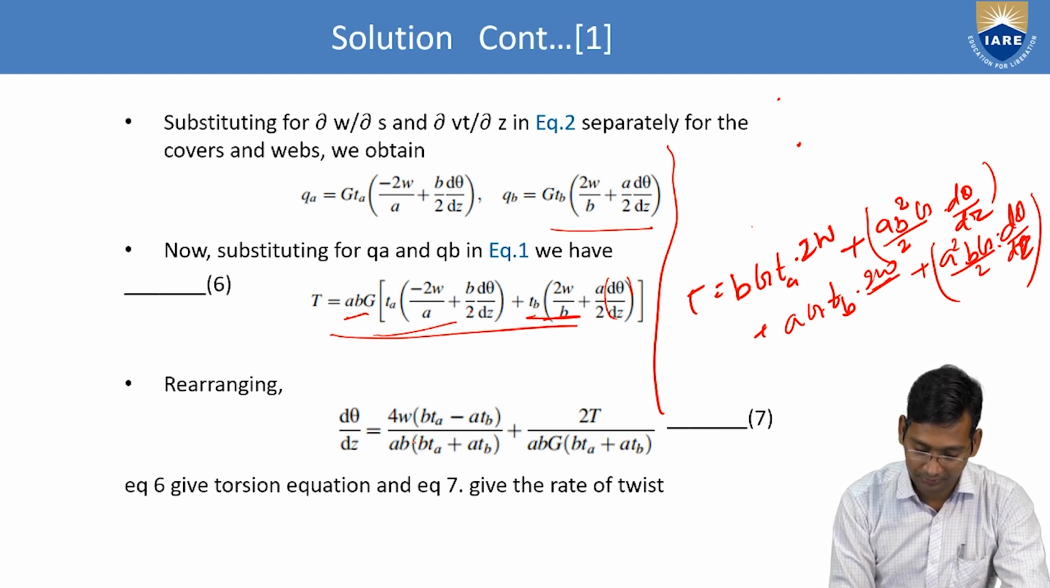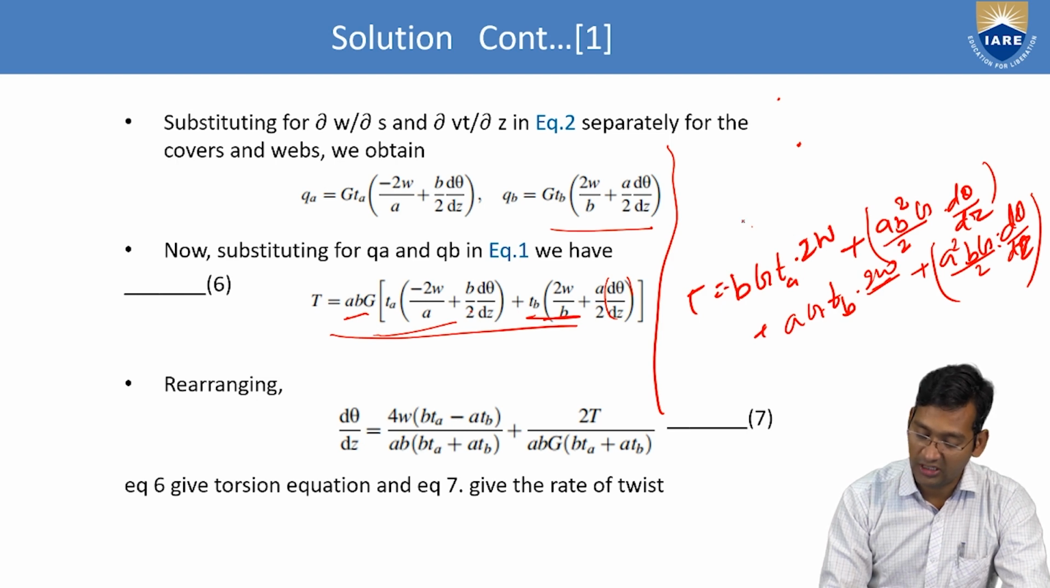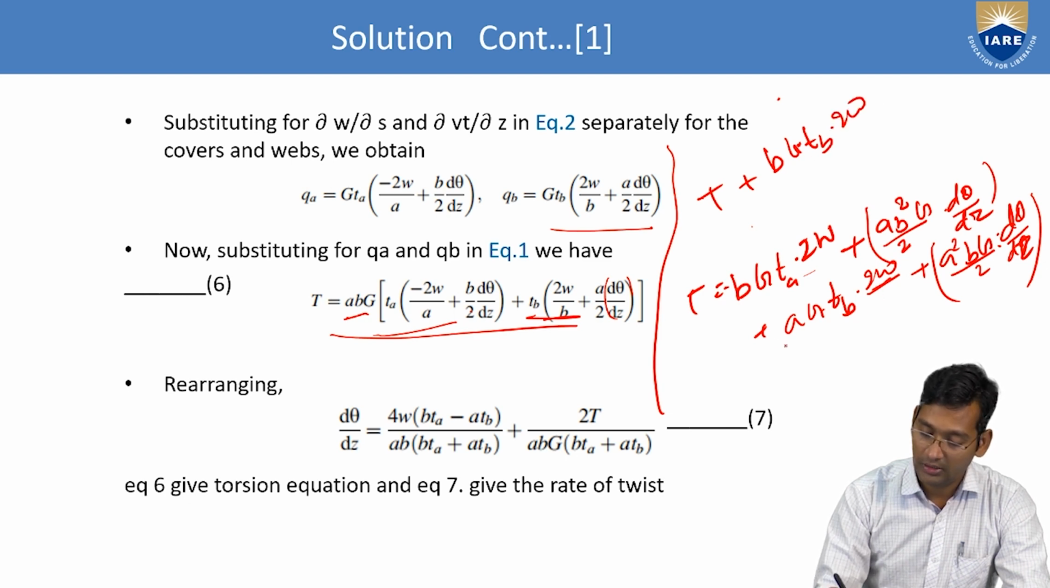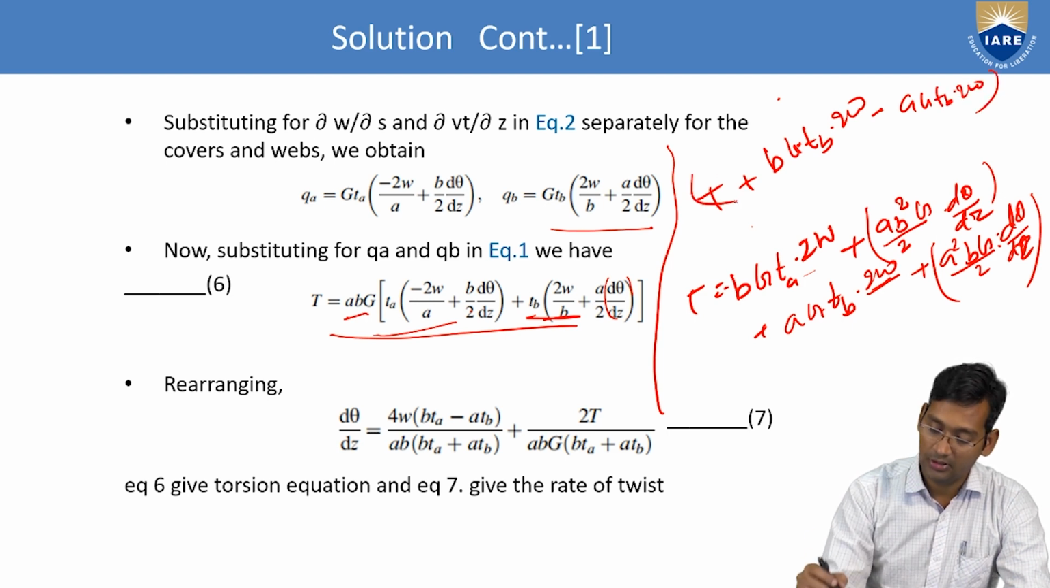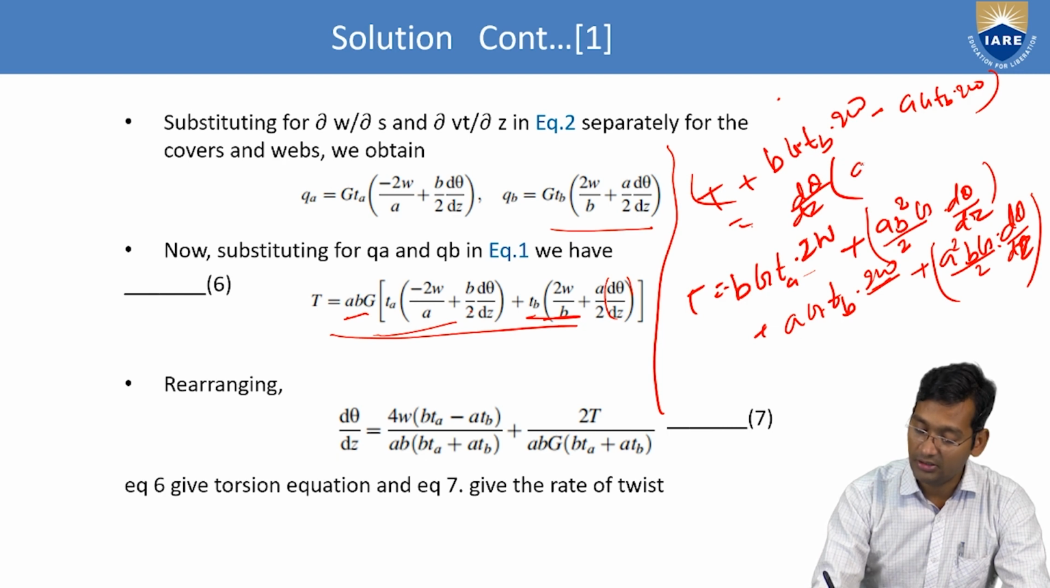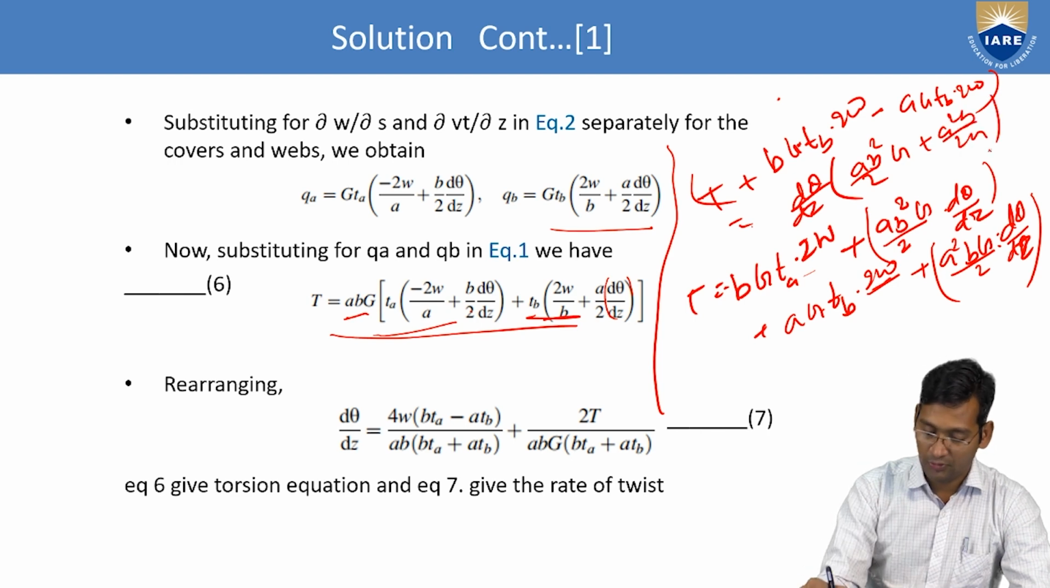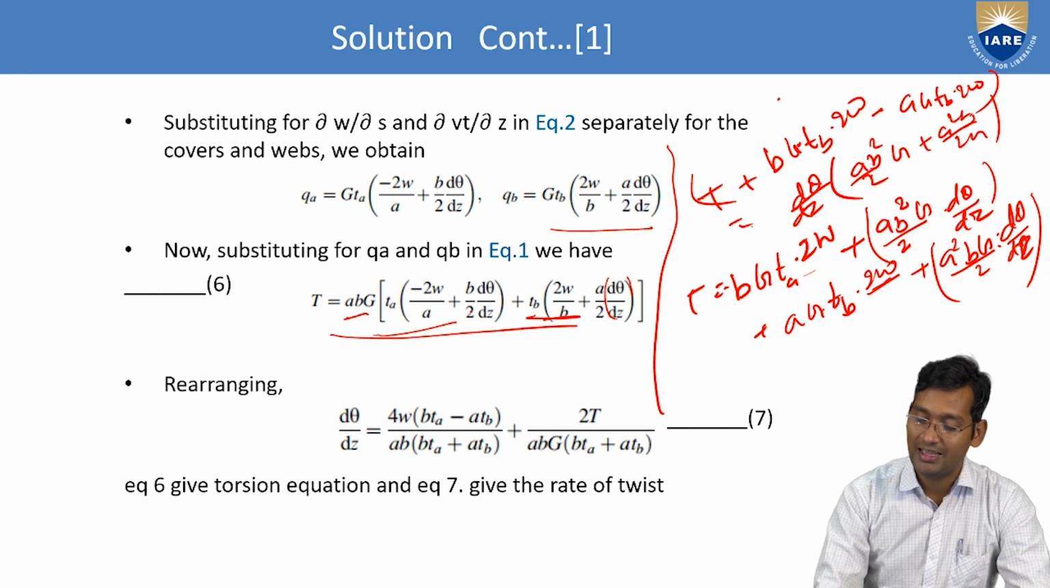So this is a minus sign here. This will go to that side and it becomes plus. After that, what we will get: T plus this one BG TB 2W, this will be minus AG TB 2W, that is equal to this whole thing. I am taking d theta by dz common because only that we have to find. After that we will get AB square by 2G plus A square B by 2G. Now we can take AB common, then we get BG and here AG.